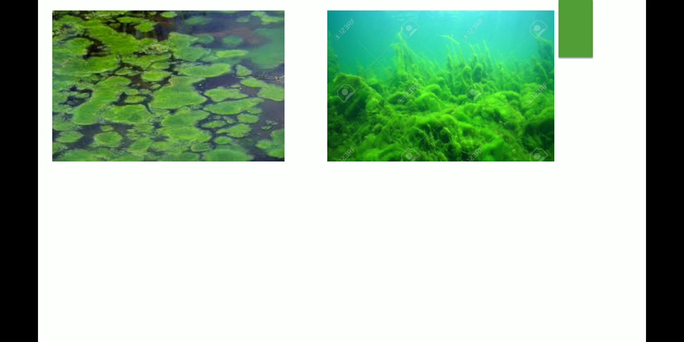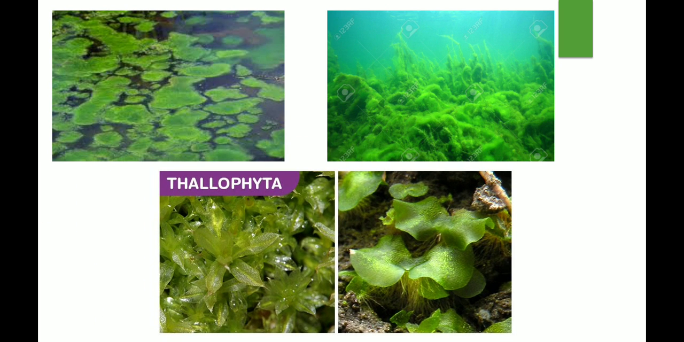So you can see an image of algae which is found on the surface of water, called phytoplanktons. This is the image of algae which is present beneath the water, that is under the water. This is the image of thallophyta. As I said, thallophyta are a group of plants which do not have the plant body differentiated into leaves, stem and root. In the picture you can see the plant body does not have any stem or root kind of structure. They have just a leaf kind of structure, that's all, which is not a leaf in actual.